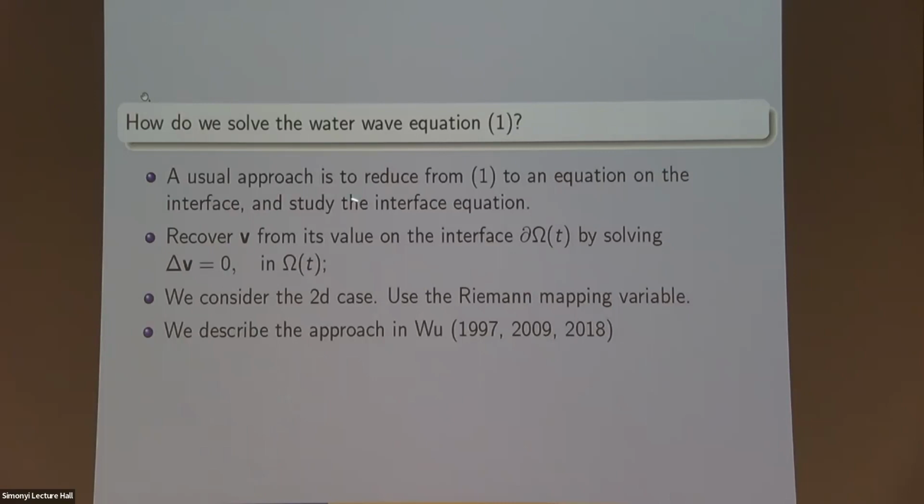Now let me go back to how we solve the water wave equation. Because we assume the divergence and the curl equal 0, in 2D the velocity field is naturally anti-holomorphic. So a common tool is complex analysis. Also, because this is a free boundary problem, you want to study the equation on the boundary. For potential flow, Laplace V equals 0, so once you know what happens for the velocity on the interface, you can recover all the information inside.